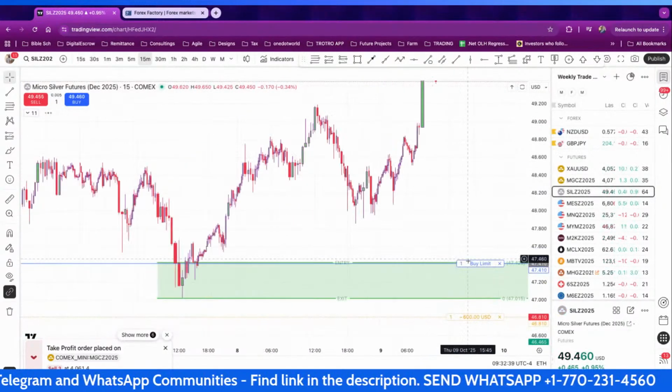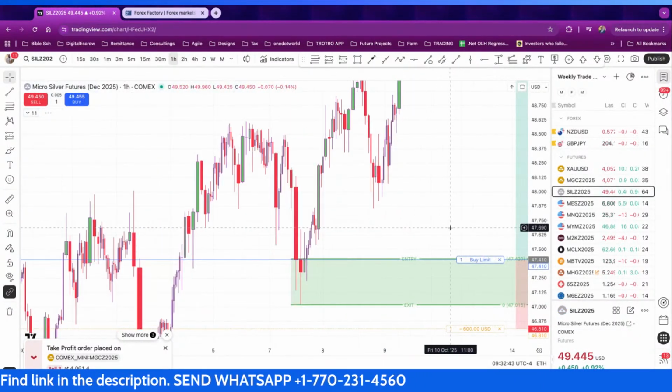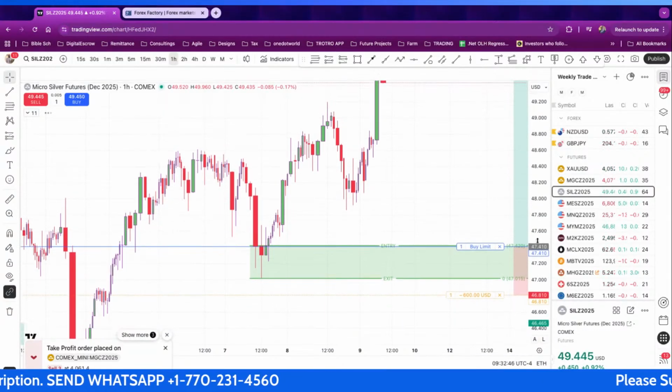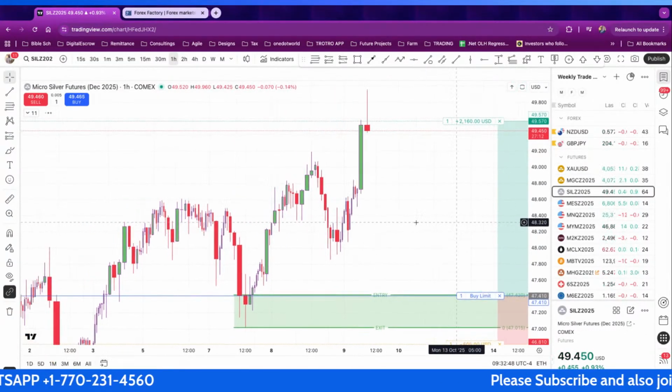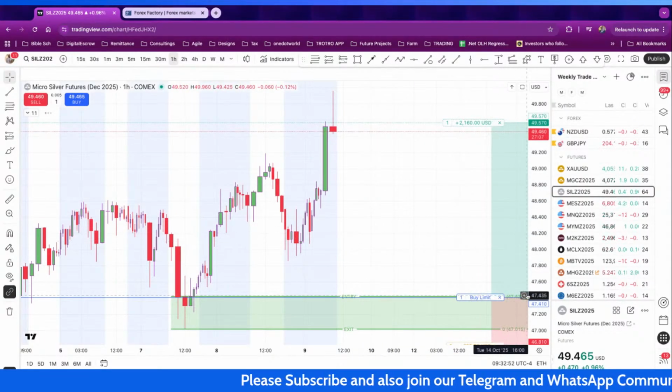Silver, I have something sitting right down here as well. I think it's a 1 hour zone sitting right here. There's an order already in there. I love what it's doing over here, but I will not take this first. I'll rather stay over here.